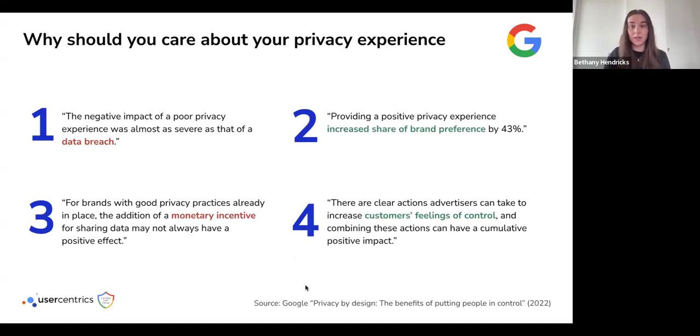That's extremely significant. And also that there are clear actions that advertisers can take to increase customers' feeling of control and have a positive impact. So not only can you save yourself from seeming like there has been something as severe as a data breach, but you can also really encourage and build trust among your users and consumers, and this will put you in a better light and also build a better brand for your company.